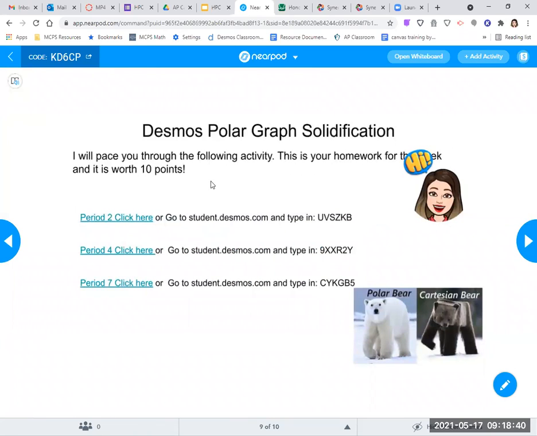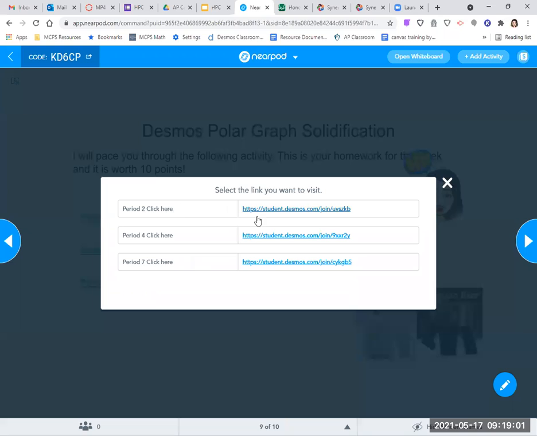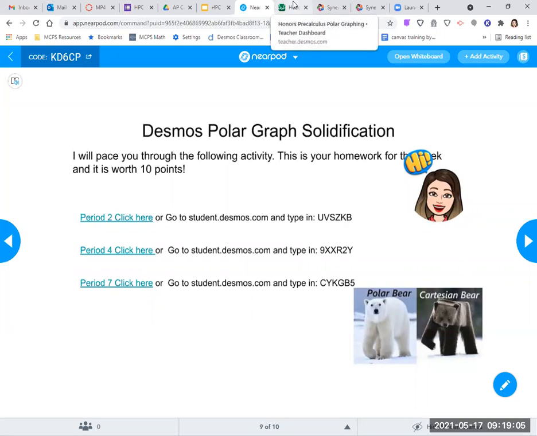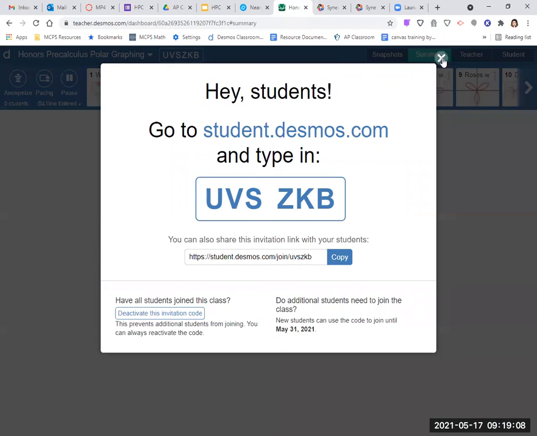Okay, let's go ahead and get into the polar graph exploration. Finishing this Desmos activity is going to count as your homework for this week. It'll be 10 points. Depending on what period you're in, you would go to the slides from this week and click on whichever period applies to you. So if you're period 2, you go here and so forth. And we're going to go ahead and get into the lesson.